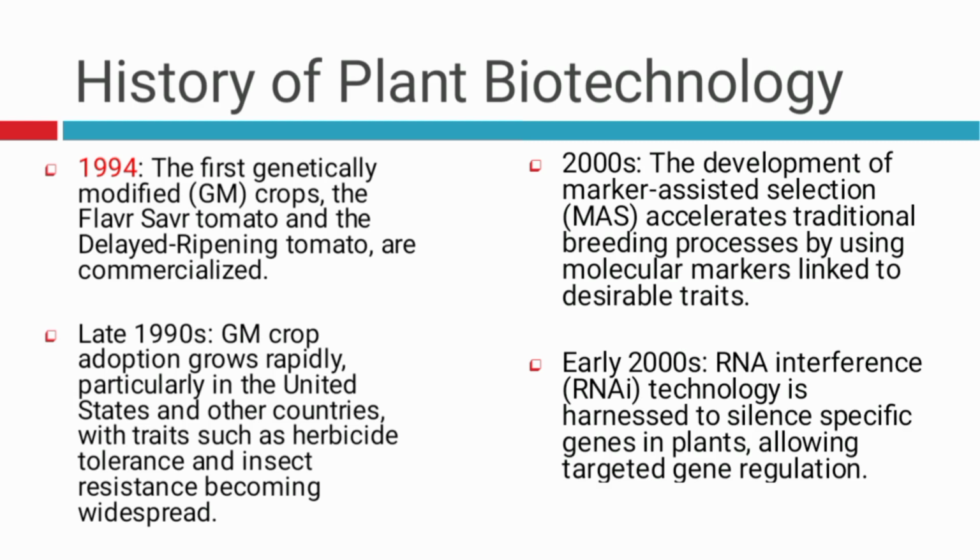In 1994, the FLAVRSAVR tomato was produced. This tomato can last very long. You don't need to put it in the fridge. There's a gene that is responsible for breaking down the cell wall of the tomato fruit that will cause it to go bad or be spoiled. So if that gene is silenced, that means it is prevented from being expressed.